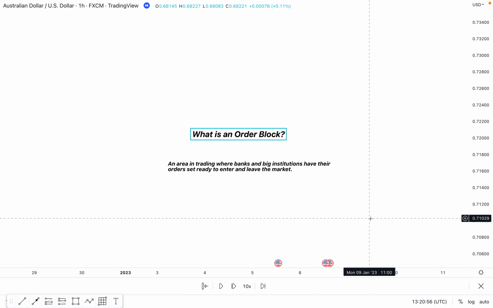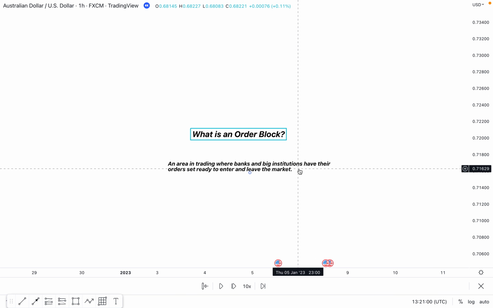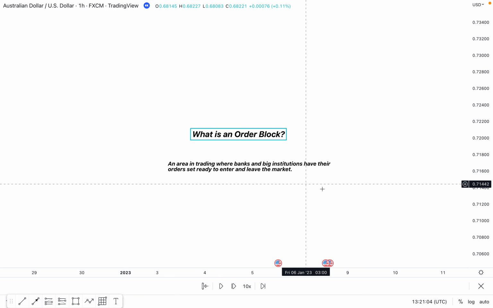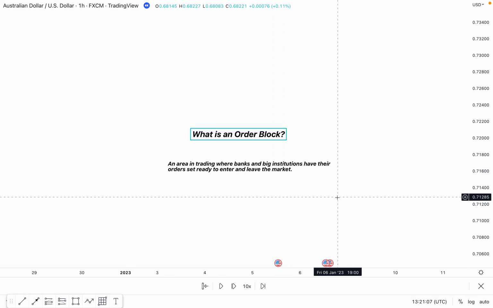So firstly, an order block is an area in trading where banks and other big institutions have their orders set where they are ready to enter and leave the market. So this basically means an order block is where we can see how the banks and the other big boys are trying to trade the market, how they're trying to enter a position and how they're trying to leave their position.